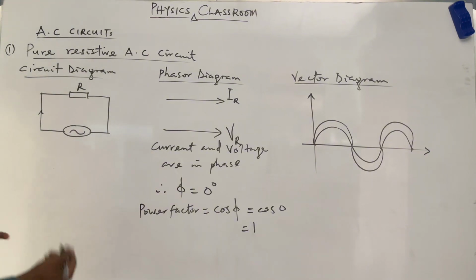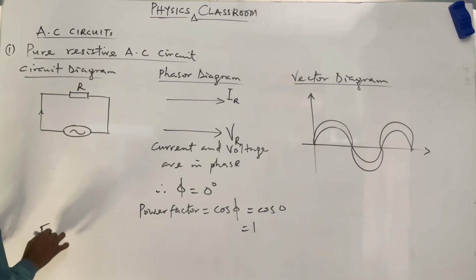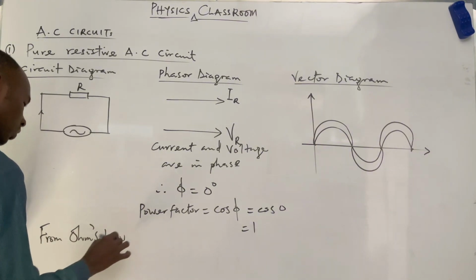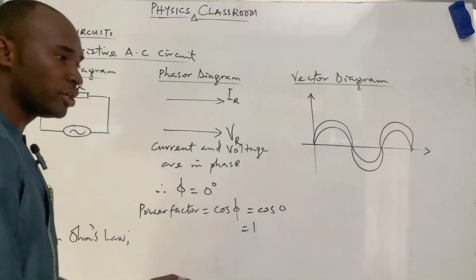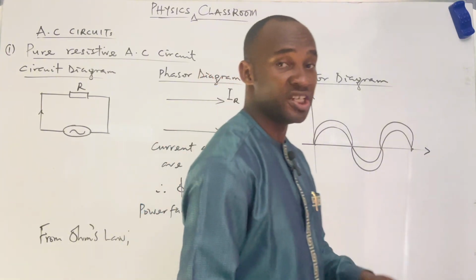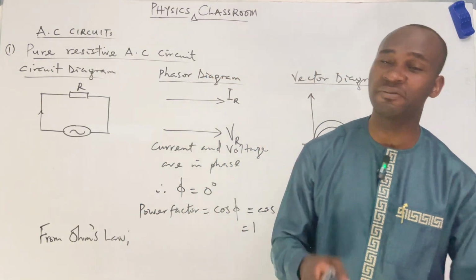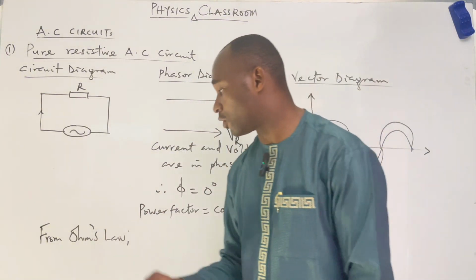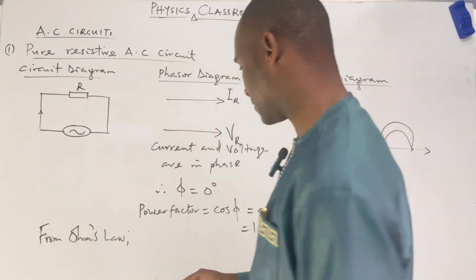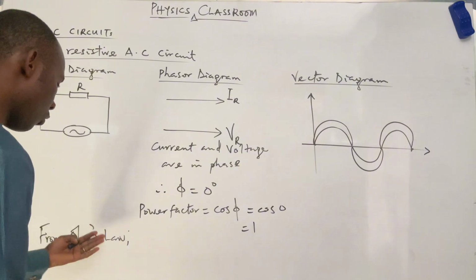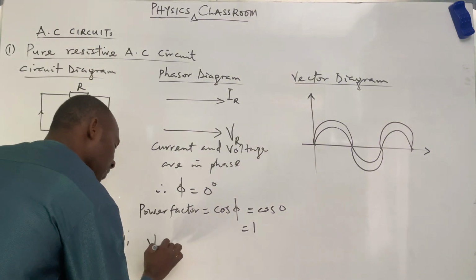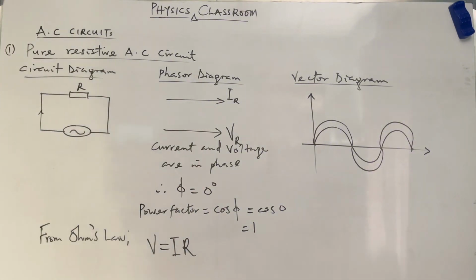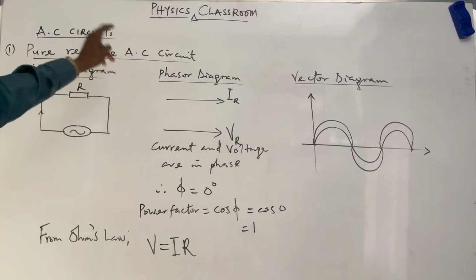Another thing we need to know is this. We recall from Ohm's law. What does that state? Ohm's law states that the current flowing through a metallic conductor is proportional to the potential difference across its end, provided the temperature and other physical quantities are kept constant. Hence, mathematically, Ohm's law becomes V is equal to IR. And mind you, we are dealing with pure resistive AC circuit.